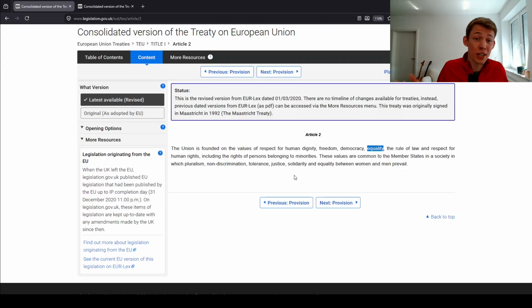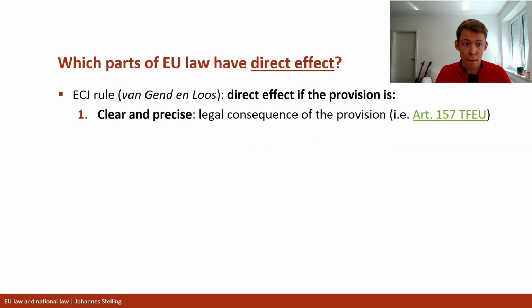Now, maybe it could be clear if the ECJ interpreted it, but in general, this is just to show you that the ECJ has held that only certain provisions, which it basically decides, which it classifies, have direct effect, are clear and precise enough to be invoked, right? So this is an example of a primary law provision.